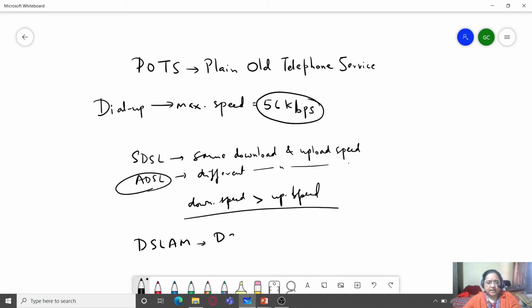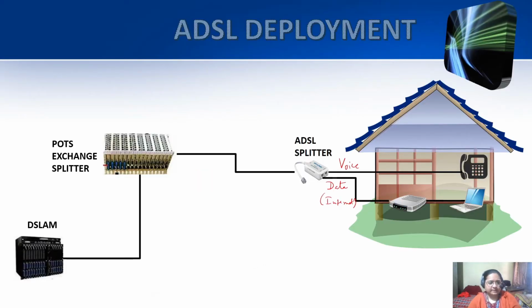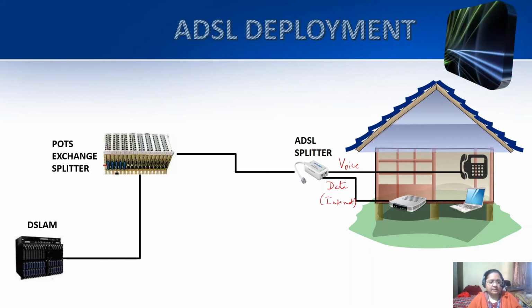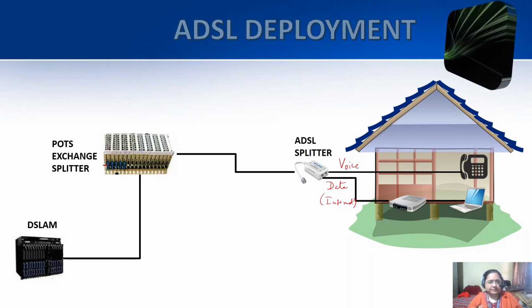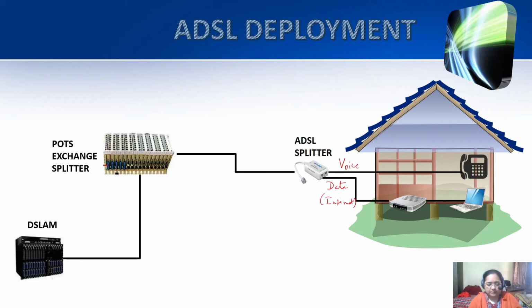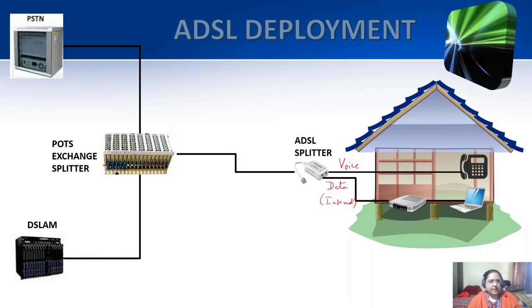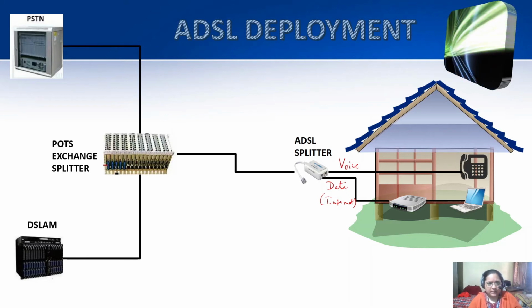Digital subscriber line access multiplexer. So it is the DSLAM, that is the DSL access multiplexer, which is there with the ISP at the ISP's end, and this device handles all the data signals and provides the internet connection to the people. And the other end from the POTS exchange splitter is connected to the PSTN, that is public switch telephone network, and this handles all the voice signals.